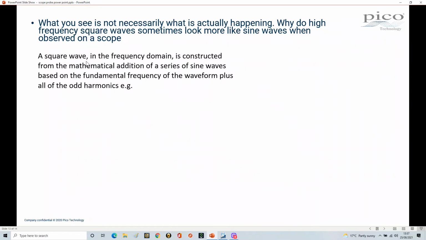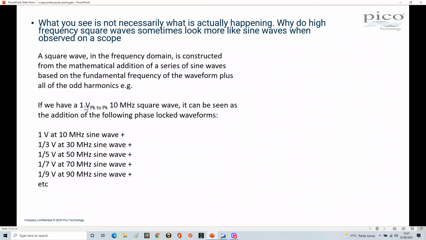A square wave in the frequency domain is constructed from the mathematical addition of a series of sine waves based on the fundamental and all the odd harmonics. If we have a 1 volt peak to peak 10 megahertz square wave, what happens is you get the addition of all the phase locked waveforms of the odd harmonics. So we've got the 1 volt at 10 megahertz as our fundamental. Then you've got 1/3 at 30 megahertz, 1/5 at 50 megahertz, 1/7 at 70 megahertz, etc.